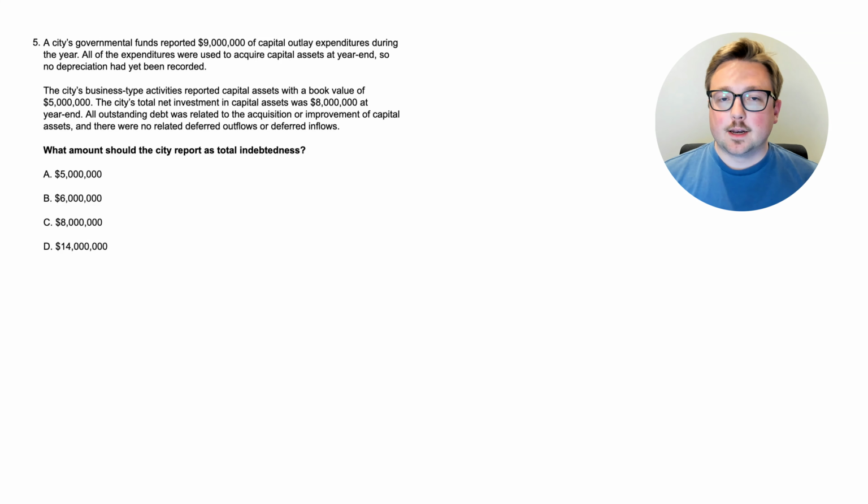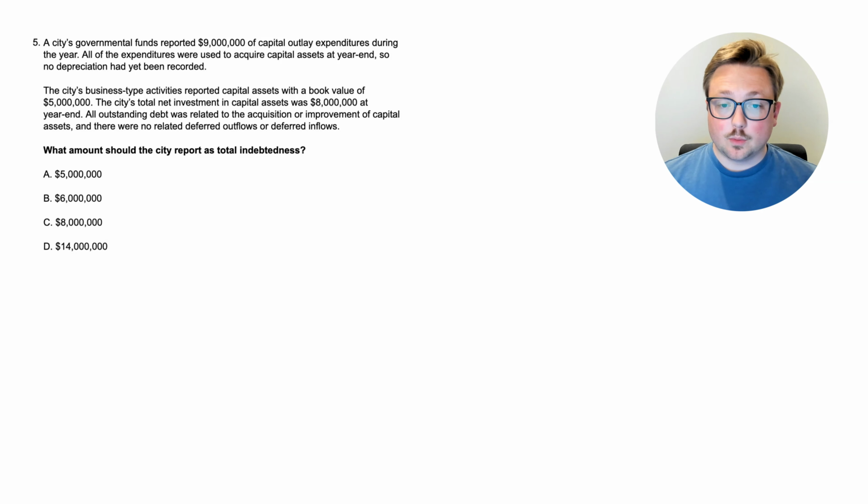All right, here we are at question 5. Let's go through this. What amount should the city report as total indebtedness? Let's go up to the top. A city's governmental funds reported $9 million of capital outlay expenditures during the year. All of the expenditures were used to acquire capital assets at year end, so no depreciation had yet been recorded. The city's business type activities reported capital assets with a book value of $5 million. The city's total net investment in capital assets was $8 million at year end.